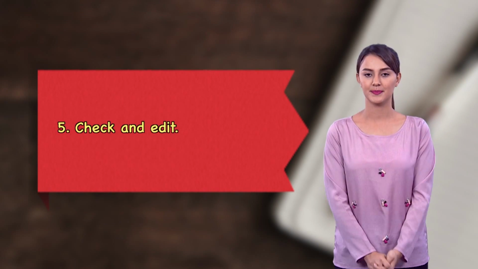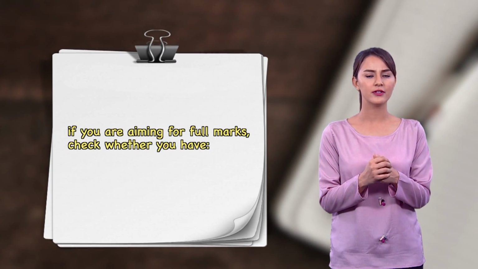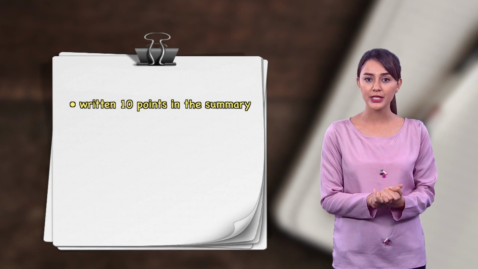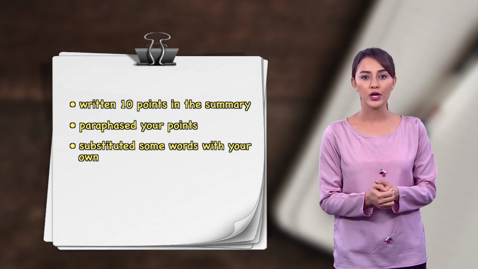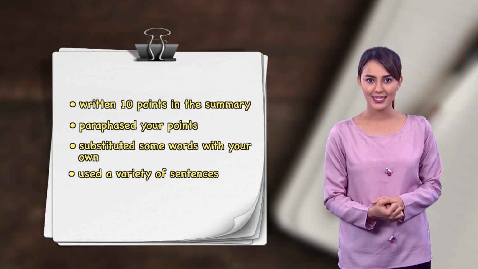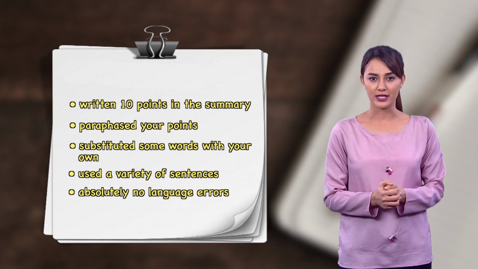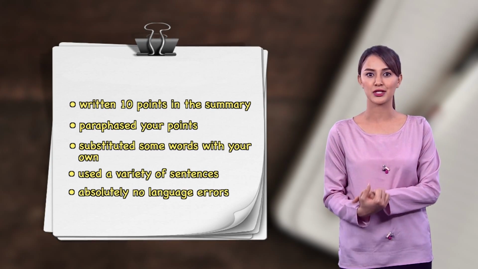5. Check and edit. After writing, make sure you allocate a bit of time to check your answers. Remember the criteria that markers are looking for. If you are aiming for full marks, check whether you have written 10 points in the summary, paraphrased your points, substituted some words with your own, used a variety of sentences, and made absolutely no language errors. So try to do all that in order to maximize your chances to get extra marks.